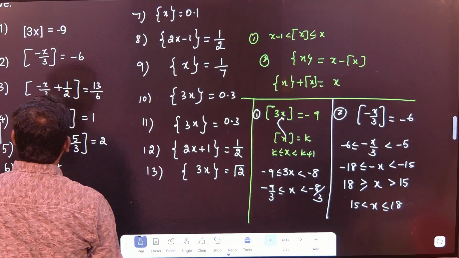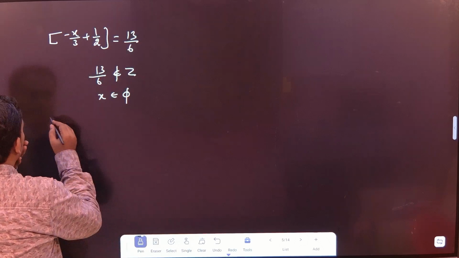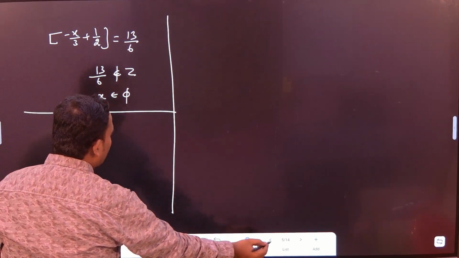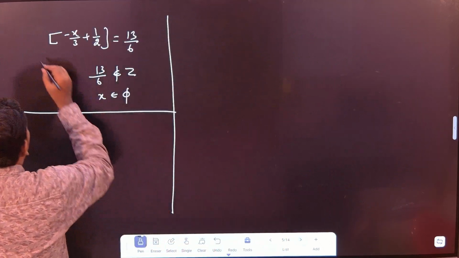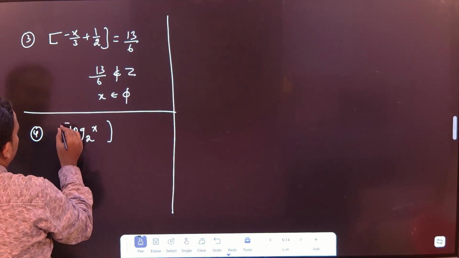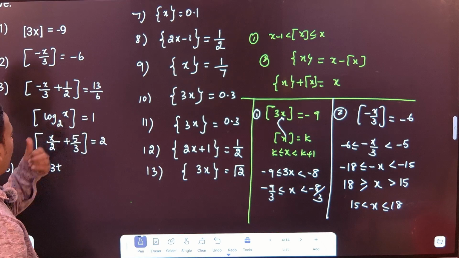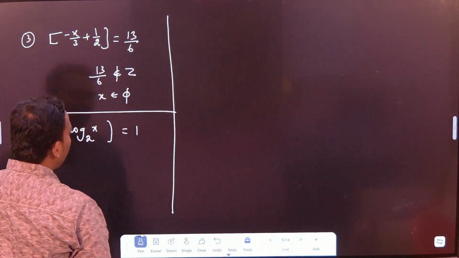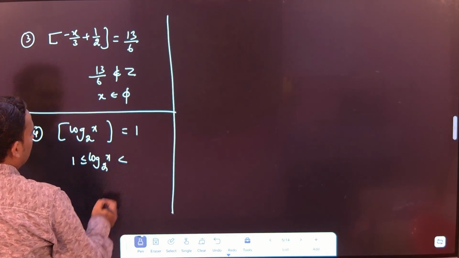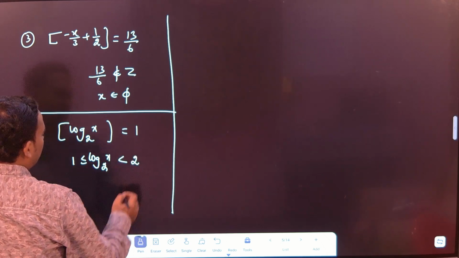Okay, let me take another example. This is the third one, this is the fourth one. So the greatest integer function of log x base 2 is equal to 1. You can use the definition. So inside, log x base 2 will be from 1, which is k, to k plus 1, where k here is 1. 1 plus 1 is 2, strictly less than 2.